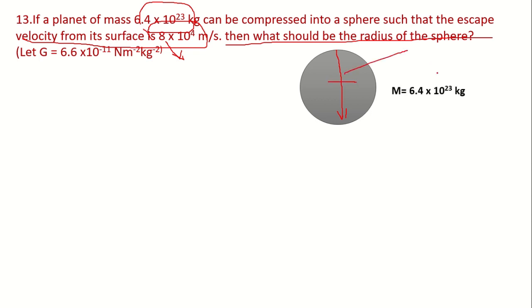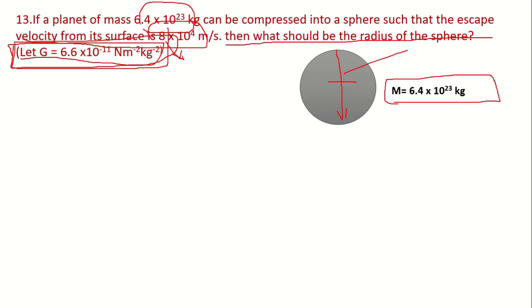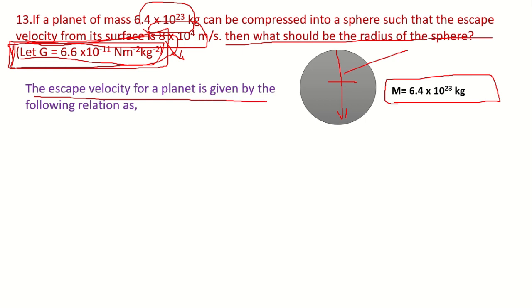Okay, it is given that the mass of this one is 6.4 into 10 power 23 and the g for this planet is also given here. We know that the escape velocity of a planet is given by v is equal to under root of 2gM upon R. If you take this root to this side, it will become v square is equal to 2gM upon R. But we have to find the radius, so I am taking the radius here and making other terms go to the other side. It will become 2gM upon v square.